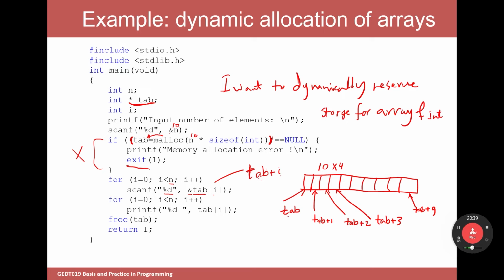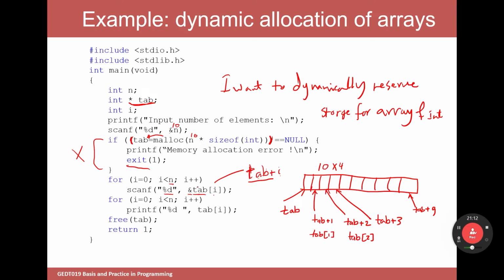Now this tab, I can use it like this. So instead of tab plus 1, I can say tab[1], even though it's a pointer. It's okay, this one and this one are the same. This one is tab[2], okay, and so on. So don't be confused about this notation. For the pointer, we can use the array notation, or we can use the index notation.